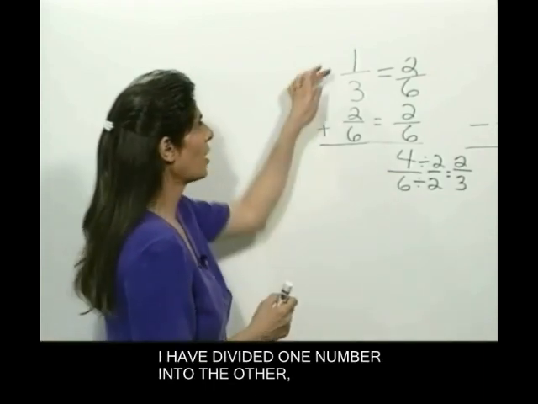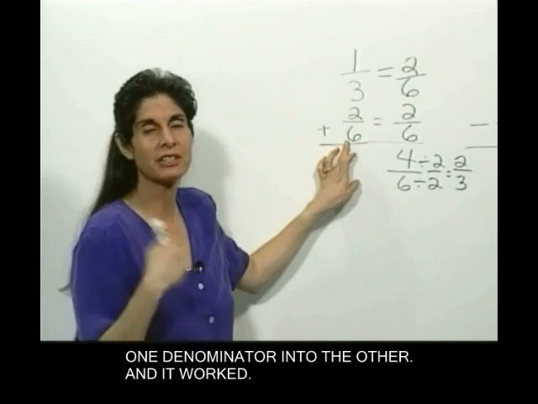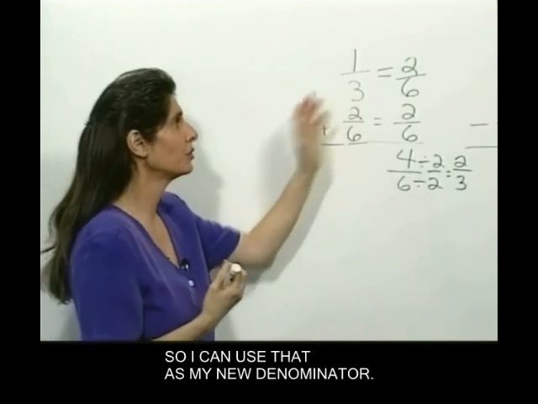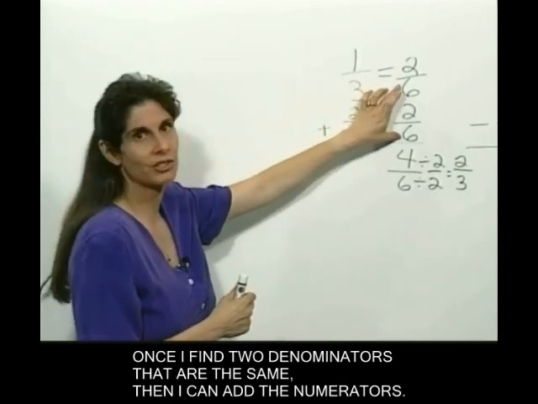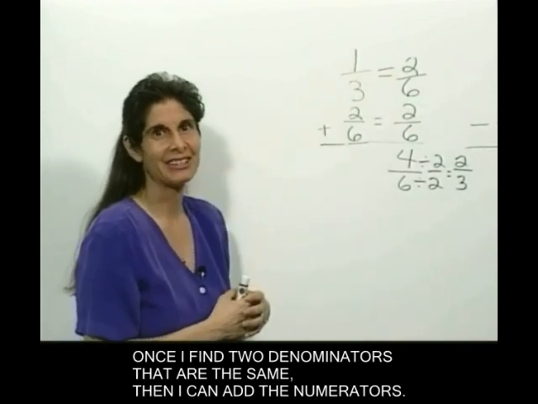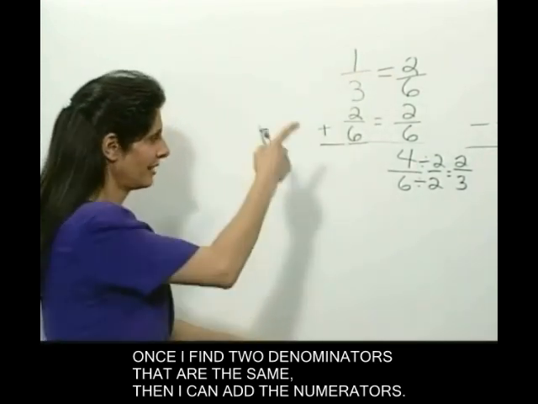I have divided one denominator into the other, and it worked. So I can use that as my new denominator. Once I find two denominators that are the same, then I can add the numerators. Let's try the next one.